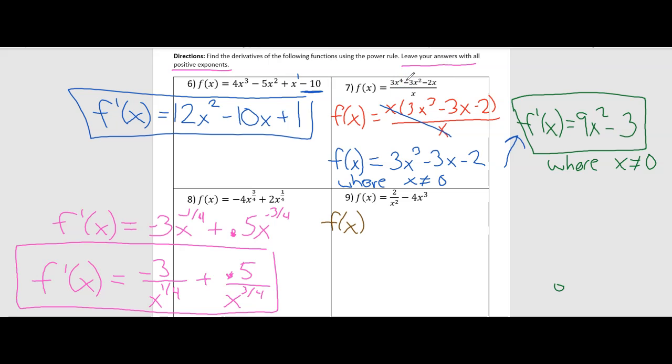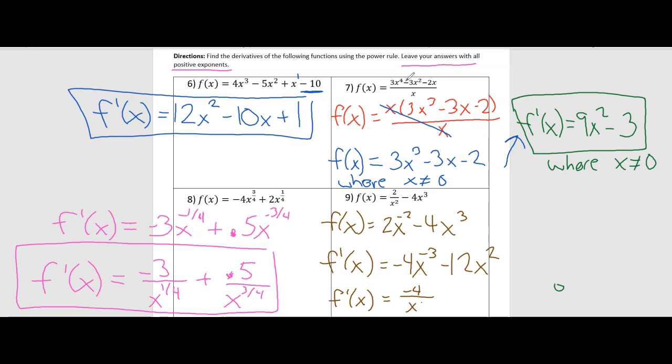So I'm going to have f of x is equal to 2 times x to the negative second power minus 4x cubed. Now, again, you can see it's kind of easier to apply that power rule to understand what's going on. So I'm going to get f prime of x is equal to negative 4x to the negative third power minus 12x squared. It does say to rewrite with positive exponents. So I'm going to get f prime of x is equal to negative 4 divided by x cubed minus 12x squared. And that would be an acceptable answer.